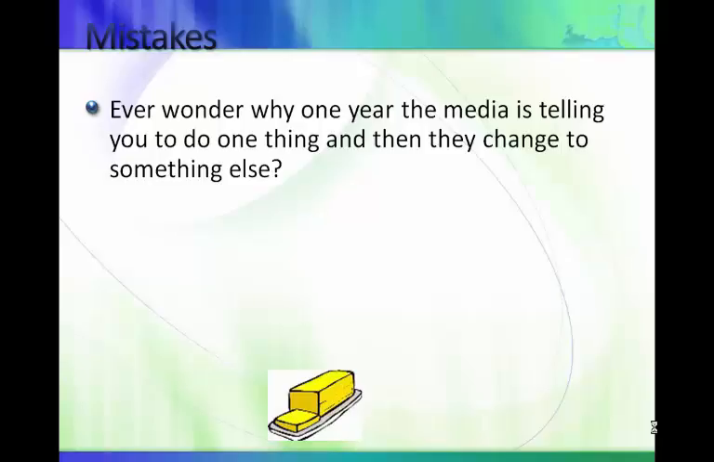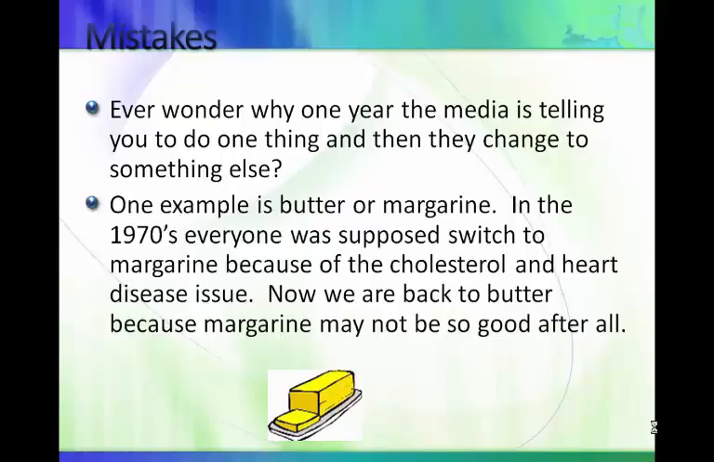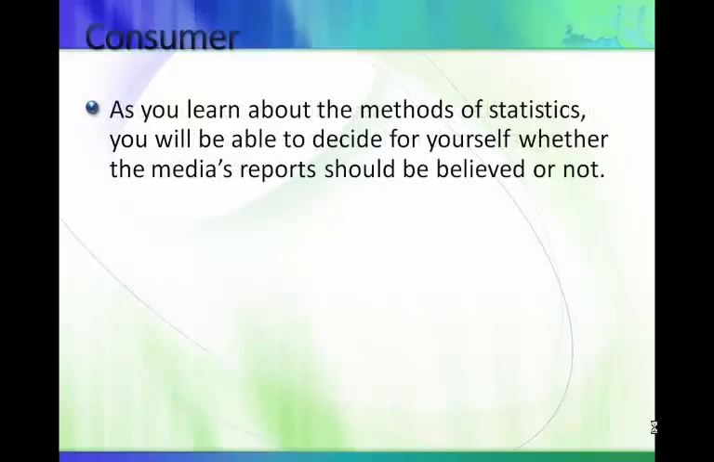Ever wonder why one year the media is telling you to do one thing and then they change to something else? One example is butter or margarine. In the 1970s, everyone was supposed to switch to margarine because of the cholesterol and heart disease issue. Now we are back to butter because margarine may not be so good after all. As you learn about the methods of statistics, you will be able to decide for yourself whether the media's reports should be believed or not.